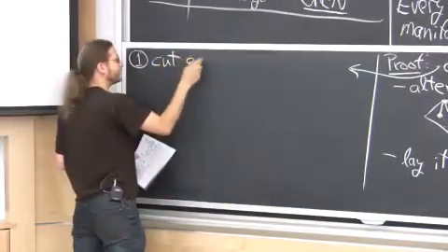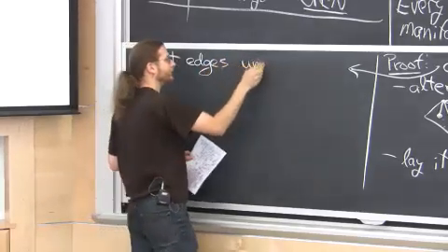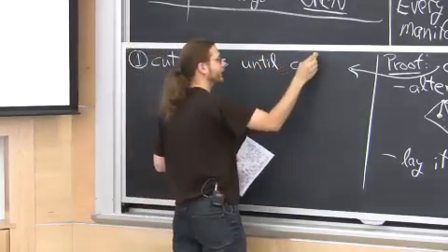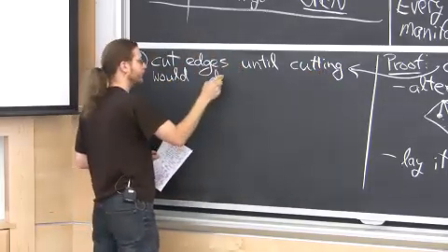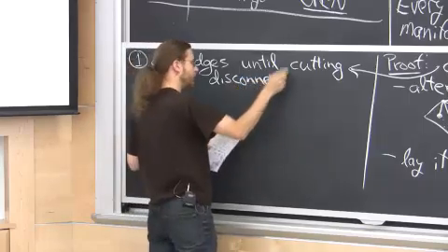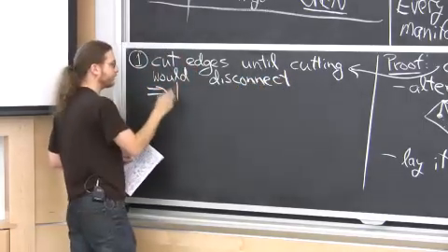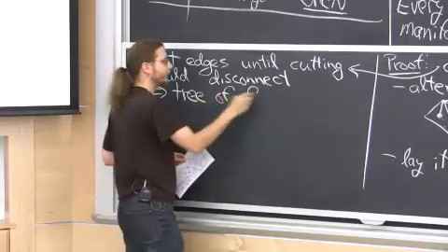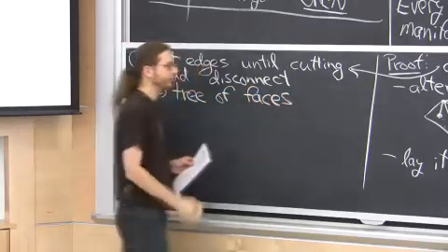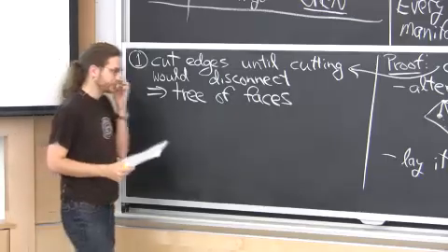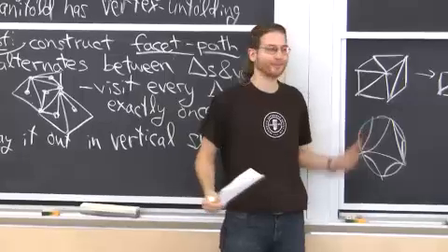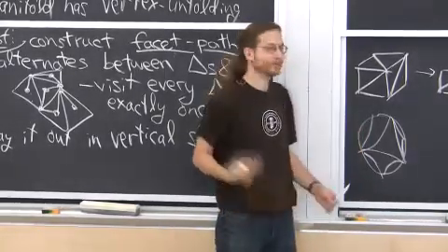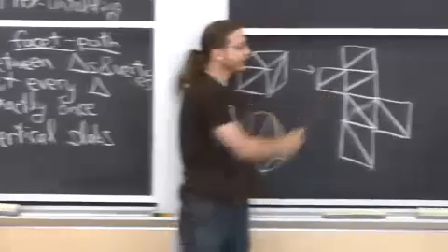So, cut edges until you can't anymore. So until cutting would disconnect. This means what you're left with will be a sort of tree of faces. There'll be no cycles, because if there was a cycle, you could cut one of the edges and it wouldn't fall apart. So obviously there's a tree here. Now trees have leaves. That's our favorite lemma lately. They have at least 2 leaves. In the case of a triangulated polygon, we usually call them ears.